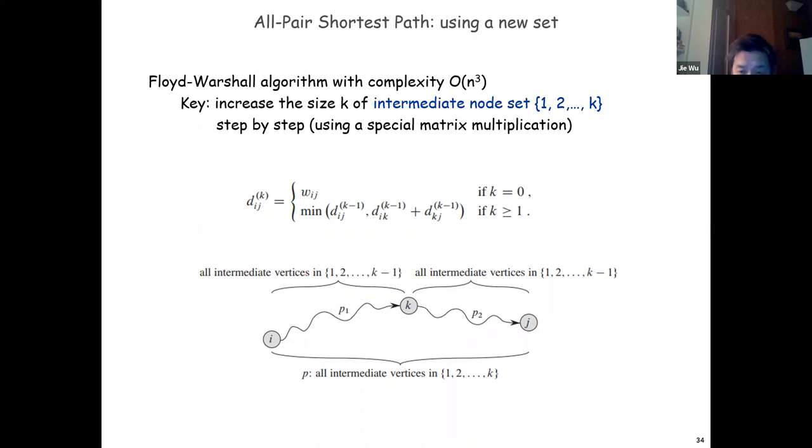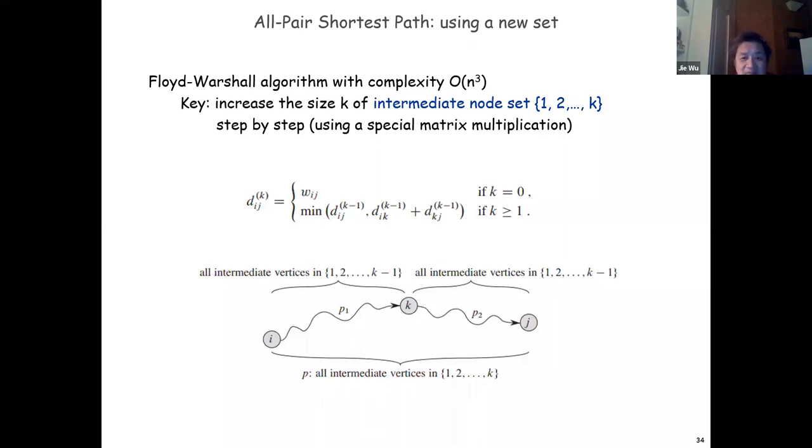Again, you can use a dynamic programming approach. The key here is that you introduce a new variable called the intermediate node set. Again, it's like a sequence of node sets. You limit the intermediate node set, then you gradually expand it from 1, 2, 3 all the way to n. Then you can solve the problem. Okay, because of time limit, let's stop here.